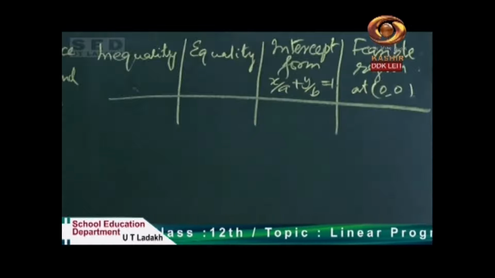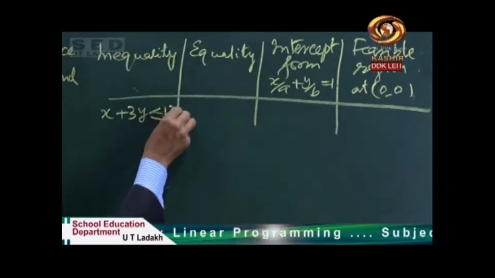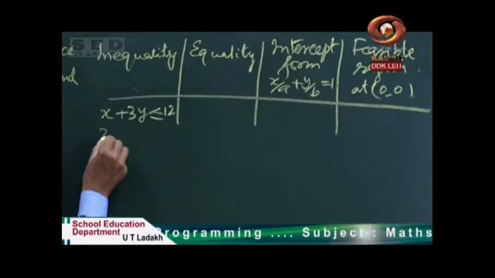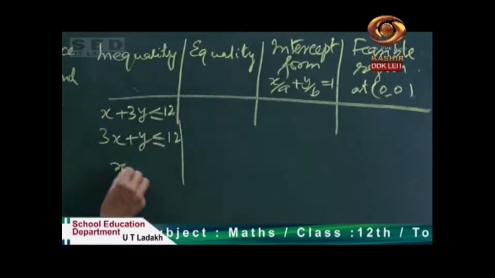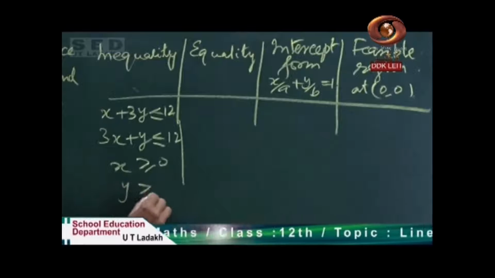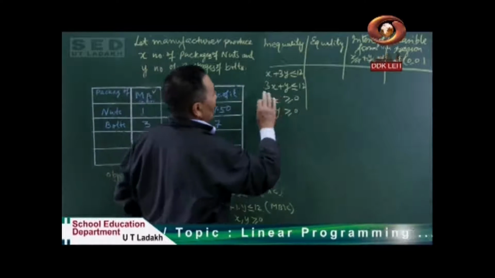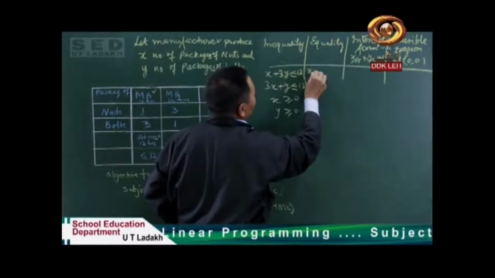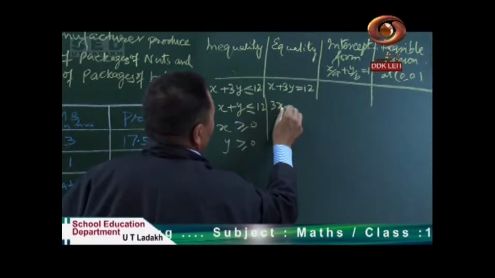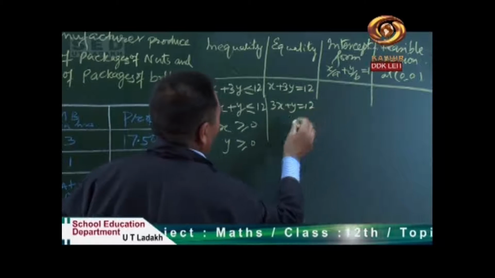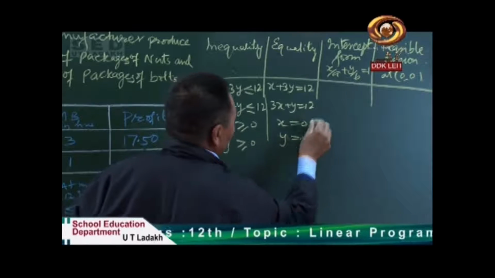I will write it down: x plus 3y less than equal to 12, 3x plus y less than equal to 12, x greater than 0, y greater than 0. This table I have shown you before, so I would like to make it in equation form. x plus 3y equal to 12, 3x plus y equal to 12, x equal to 0, y equal to 0.